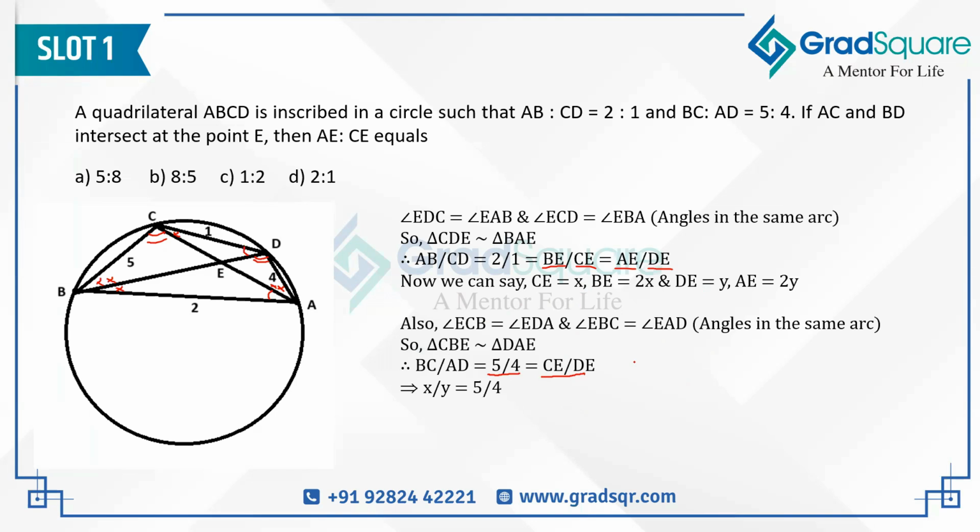Now once I have X by Y is equal to 5/4, this question becomes very simple to solve because now we have to find out the value of AE by CE. Now, AE by CE is nothing but 2Y by X. So if X by Y is 5 by 4, 2Y by X is how much? That is equal to 2 into 4 by 5. And that gives me the answer as 8 by 5. So AE is to CE will be equal to 8 is to 5. That will be the correct answer for this question.